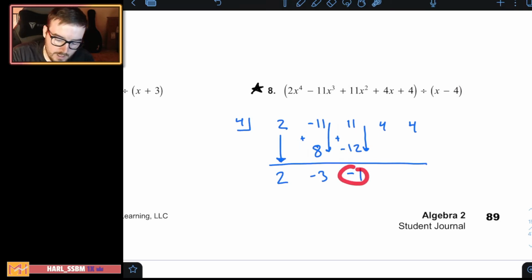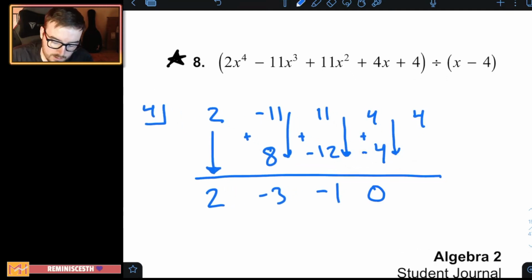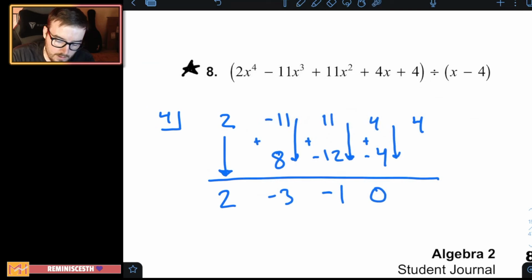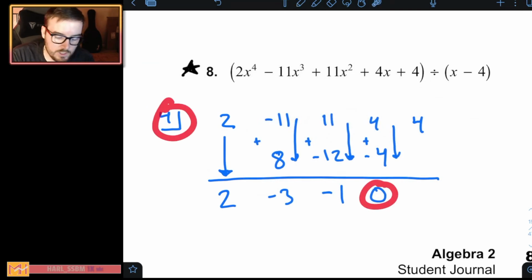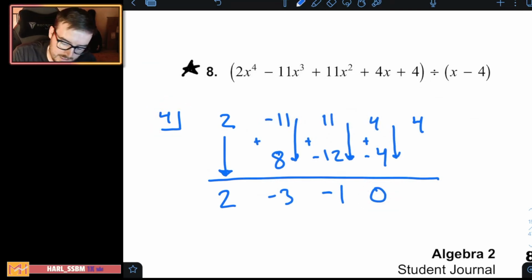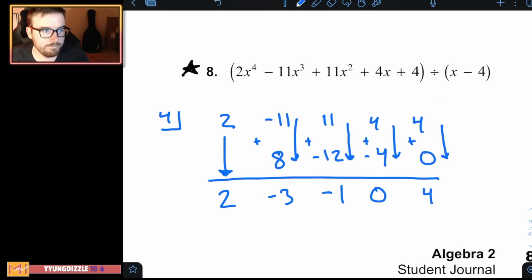Take that -1 and multiply it by the number in the box. -1 times 4 is -4. And add down. You're adding the 4 with the -4 and thus getting 0. You take that 0 and multiply it by the number in the box. 0 times 4 is 0. And you add down. 4 plus 0 is 4.